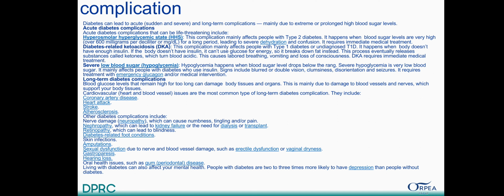And we have another complication which we call diabetes-related foot condition. One of these is diabetic septic foot, which in severe conditions can later be treated by amputation. In the sexual and genital organs, complications can be due to nerve or blood vessel damage, such as erectile dysfunction or vaginal dryness. It can also affect the ear and lead to hearing loss.